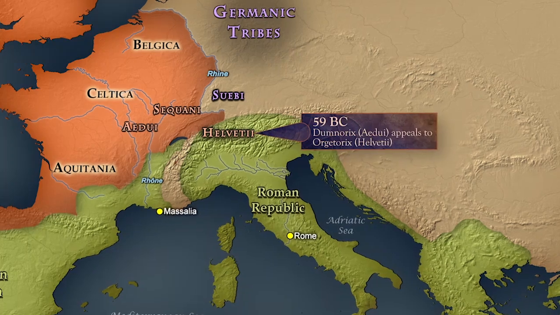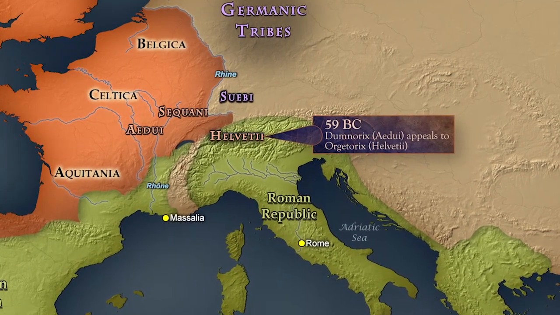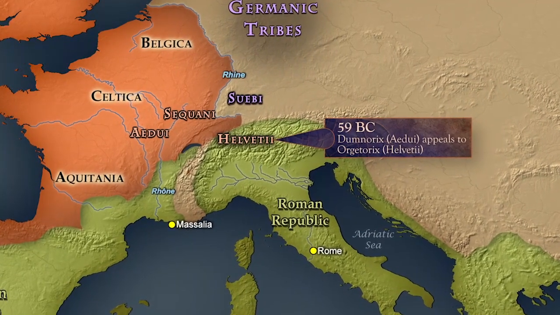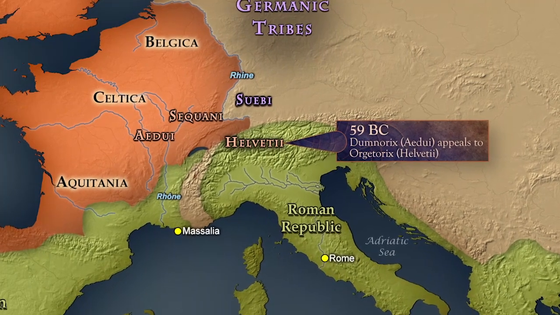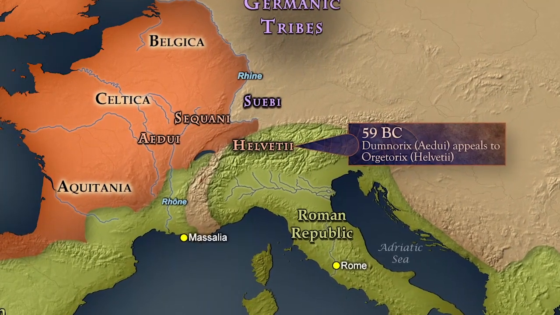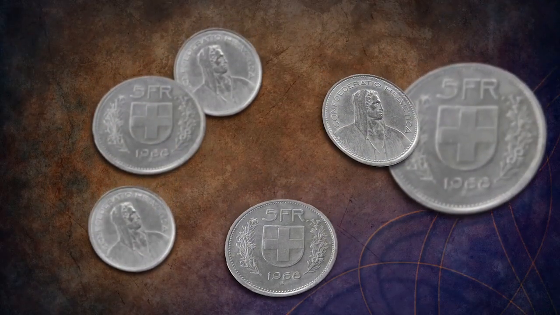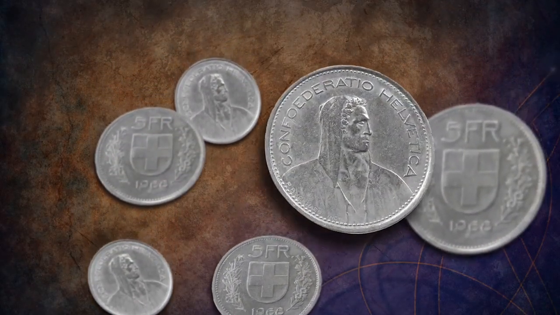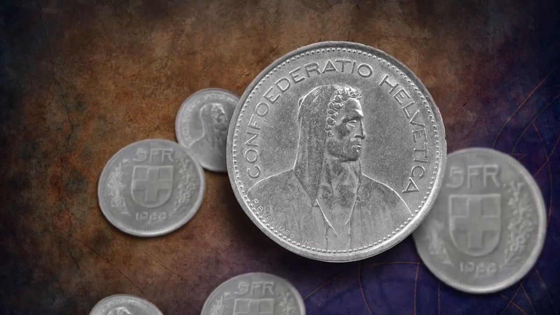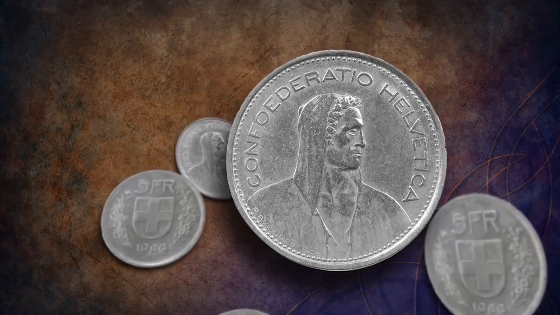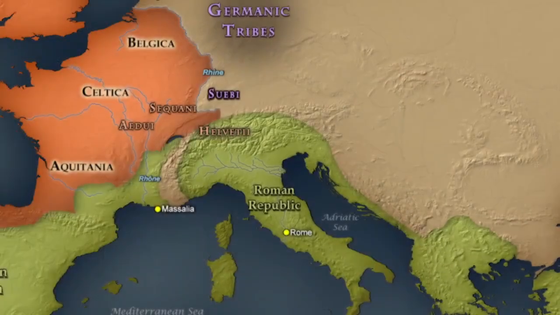But the younger brother of Dividiacus, a man called Dumnorix, thought that cozying up to the Romans was getting them nowhere. He put out feelers to his father-in-law, Orgetorix, the chieftain of the Helvetii, who were a large Celtic tribe that occupies the territory now known as Switzerland. In fact, the official name of Switzerland is the Confederatio Helvetica, or the Helvetian Confederation, a nod to the Helvetii.